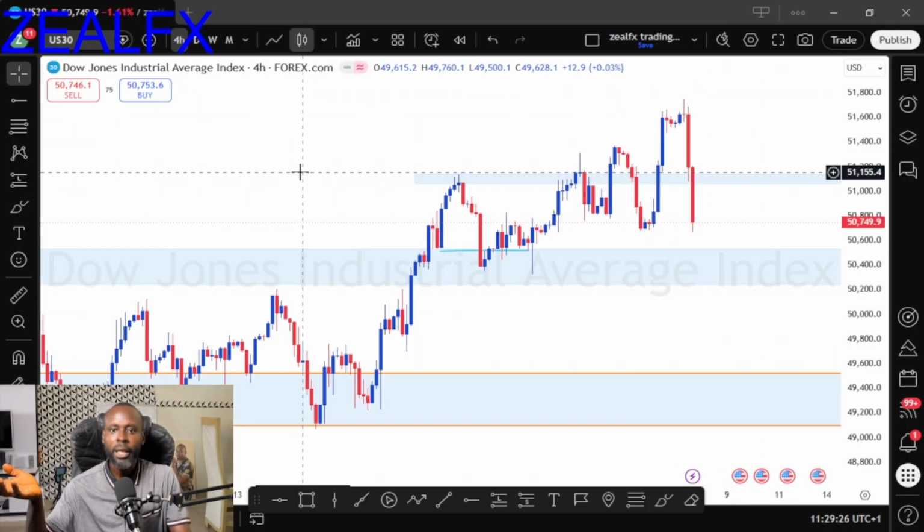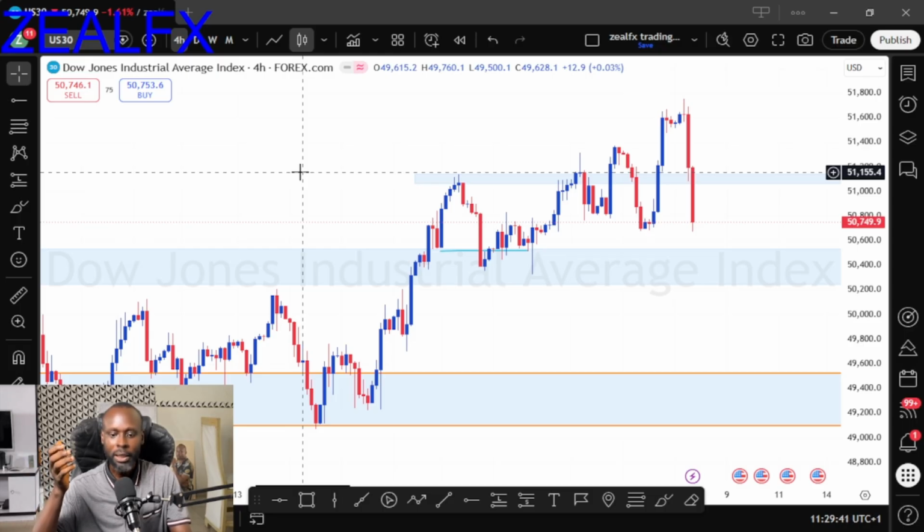Let's look at our next pair, which is the US30. The US30 on my 4-hour time frame has a clear picture of an uptrend. So long as we have this clear picture of an uptrend on the US30, our job is to keep looking for more of the buys on the US30.